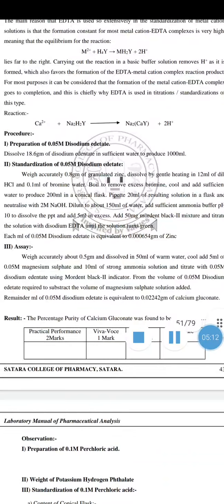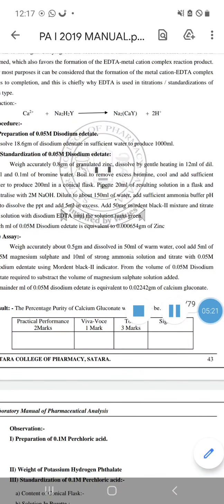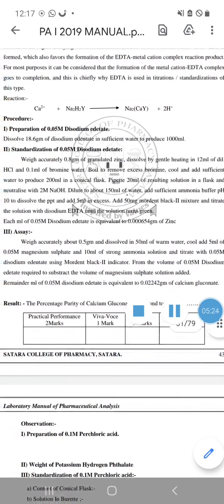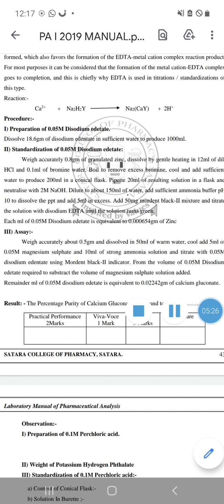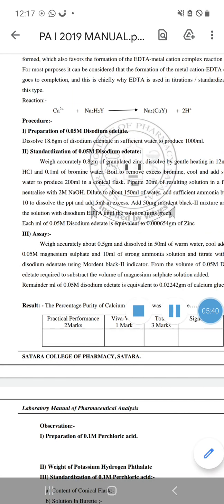Then pipette 20 ml of the resulting solution into a flask and neutralize with 2 molar sodium hydroxide. Then dilute to about 150 ml with water and add sufficient ammonia buffer pH 10 to dissolve the precipitate and add 5 ml in excess. Then add 50 mg of mordant black second mixture and titrate the solution with disodium EDTA until the solution turns green. Each ml of 0.05 molar disodium EDTA is equivalent to 0.000654 gram of zinc. This is the second step of the procedure.